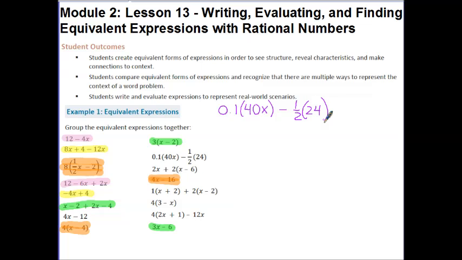So in simplifying this, I want to make sure that I'm always following PEMDAS. Going through PEMDAS, I know that multiplication has to be done before subtraction. So I have to make sure that I'm going to multiply these two and multiply these two before I subtract. So let's go through and do that.